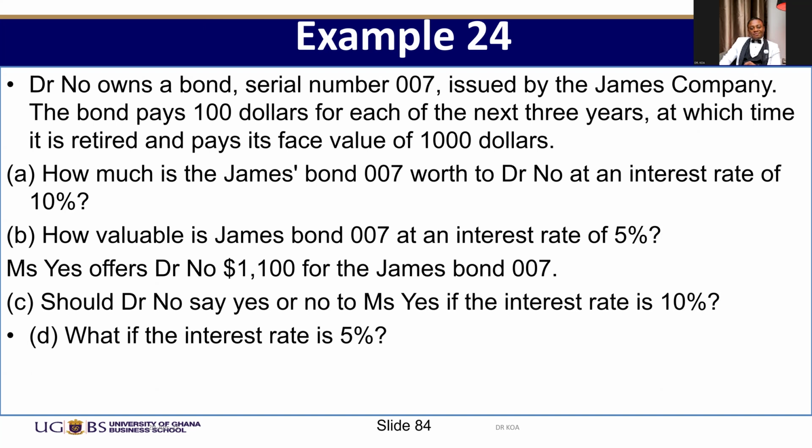Now, here Mrs. Yes offers Dr. No $1,100 for the James Bond 007. Should Dr. No say yes or no to Mrs. Yes if the interest rate was at that 10%? Or what if the interest rate was at the 5%?